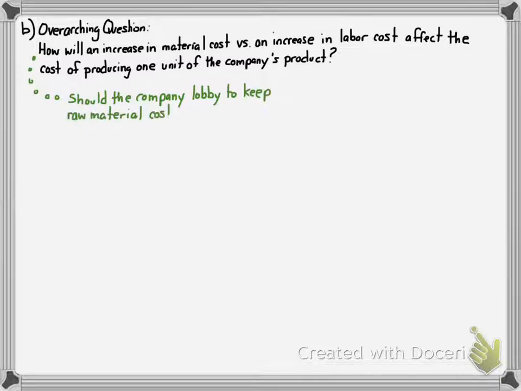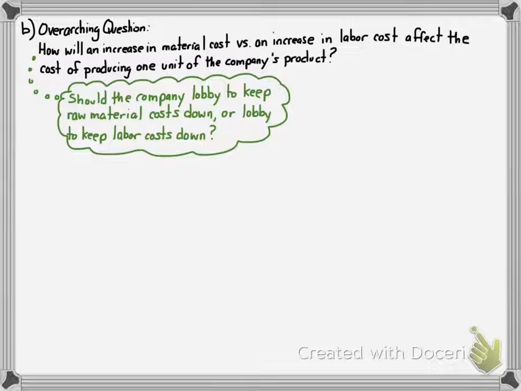Another way to think about that is, if the company knows that either the cost of raw materials could go up, perhaps from tariffs, or the cost of labor could go up, perhaps because minimum wage is being raised, what is in the company's best interest? Do they want to hold down the cost of raw materials, or do they want to try and hold down the labor costs? Okay, so to answer this question, we are going to be looking at our partial derivative with respect to x and our partial derivative with respect to y.